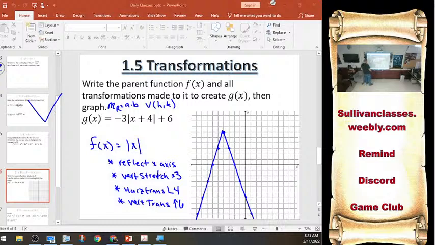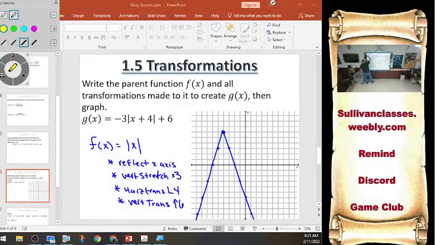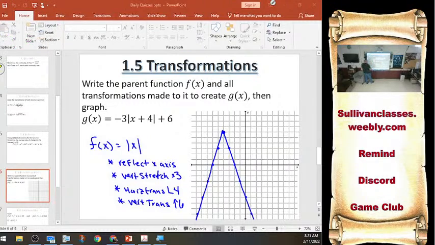Okay. So, did we state the parent function? Did we get our reflection and stretch correct and separated?